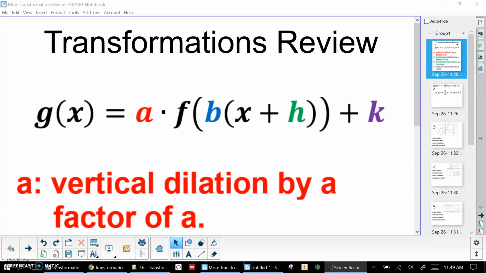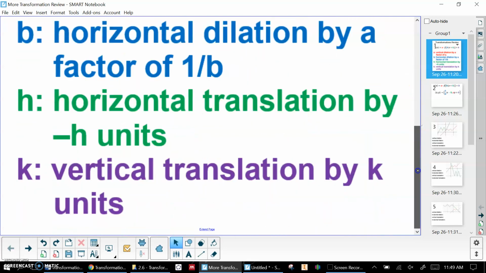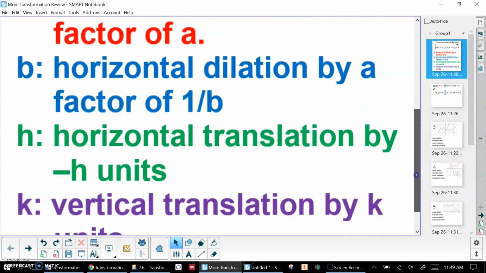So I just wanted to record a quick video to talk about why the transformation rules that we talk about in class work the way they work. It seems like a very unintuitive thing for a lot of people, because the A is just a vertical dilation by a factor of A. The K is just a vertical translation by K units.